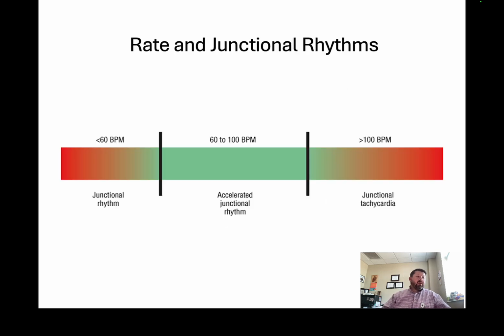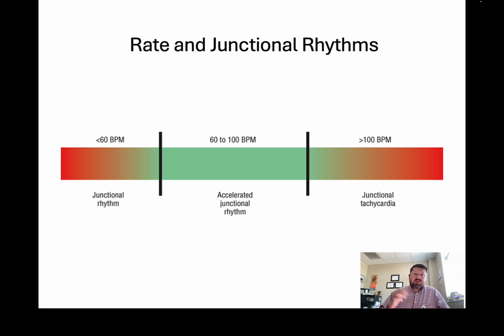Although the intrinsic rate of the AV junctional area is between 40 and 50 beats per minute, you can clinically see junctional rhythms with rates ranging from 30 to over 300 beats per minute. And we're going to talk about our regular junctional rhythms. We're going to talk about accelerated junctional and then junctional tachycardia.